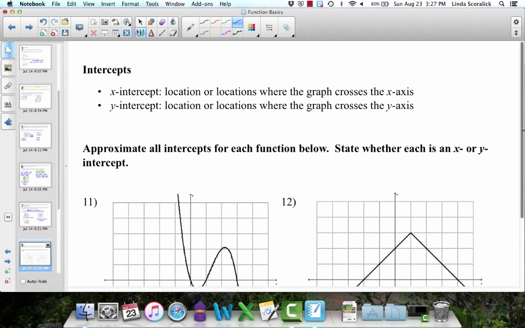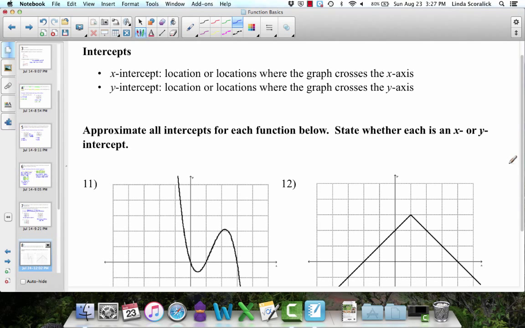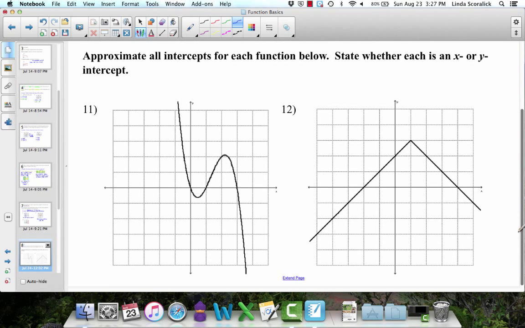Another important feature of graphs and of relations are what we call intercepts. And intercepts are locations where a graph would cross either the x or the y-axis. So we break them down into two different categories. X-intercepts are locations where a graph would cross the x-axis, and y-intercepts are locations where the graph would cross the y-axis. So in examples 11 and 12, what we're going to do is approximate the intercepts for each of these functions shown, and we're just going to simply state whether or not each is an x-intercept or a y-intercept.